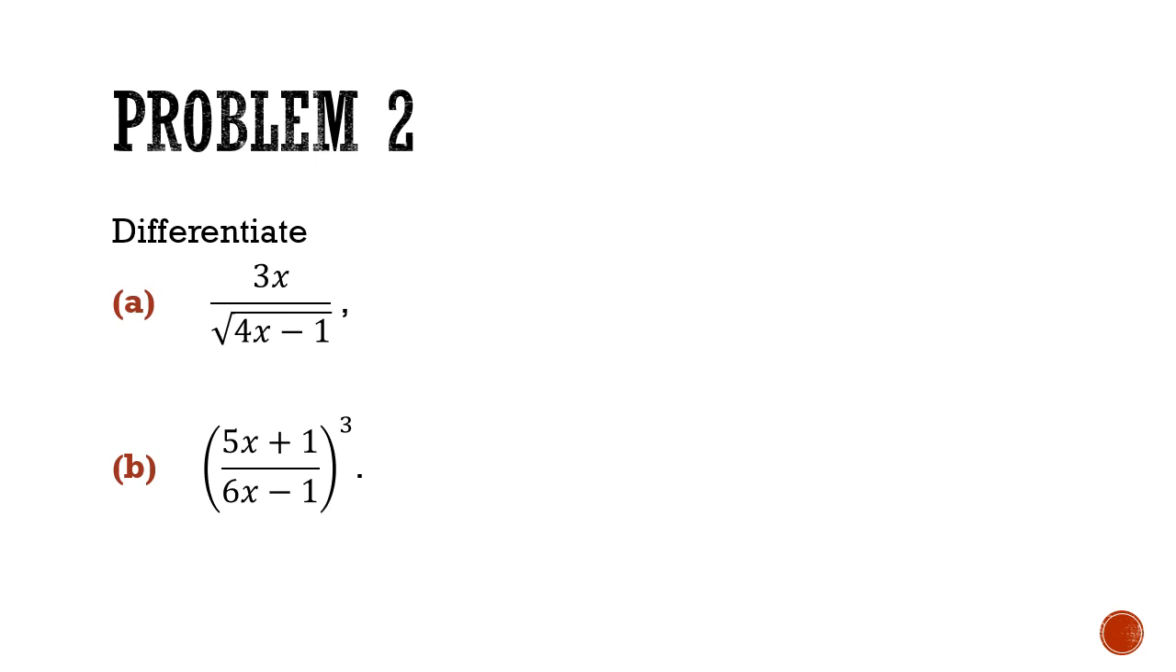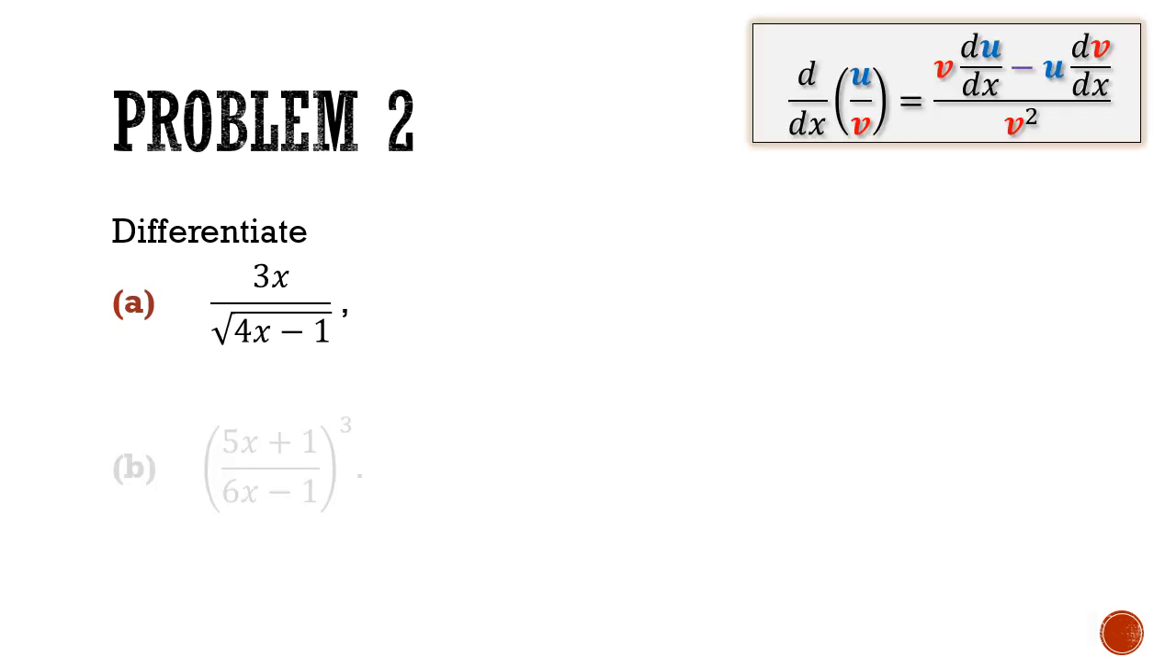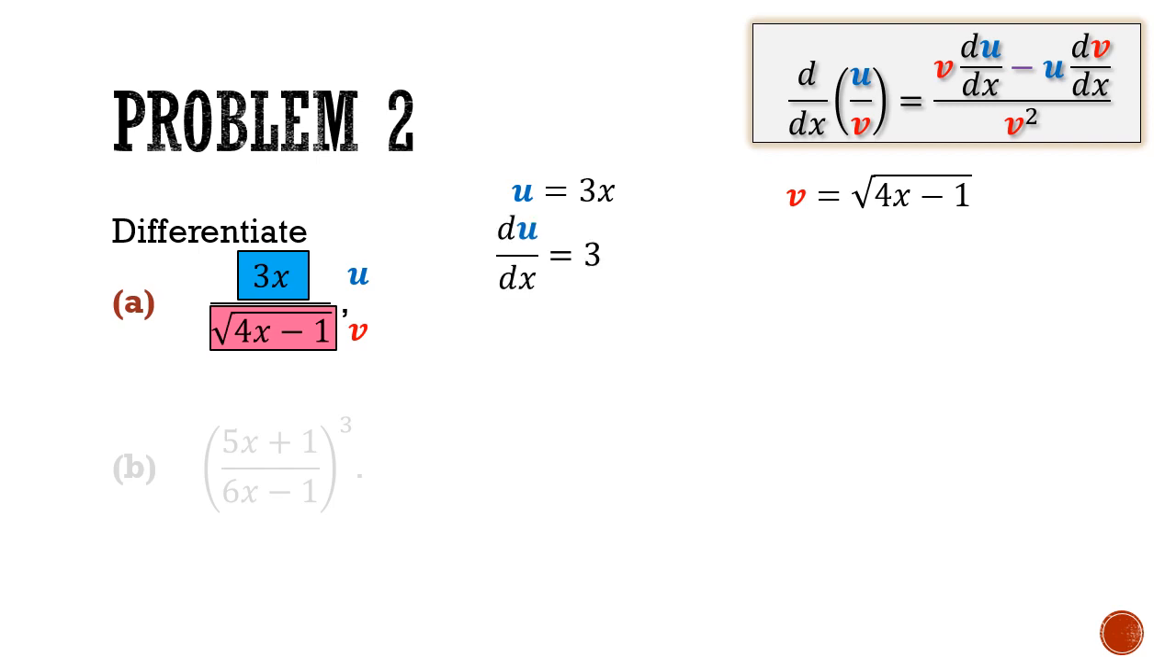Moving on to problem 2. Differentiate these two following expressions. Pause the video here and give this question a good try. Once again, we'll set u to be the numerator, 3x, and v to be the denominator, square root of 4x minus 1. du dx will just be 3.